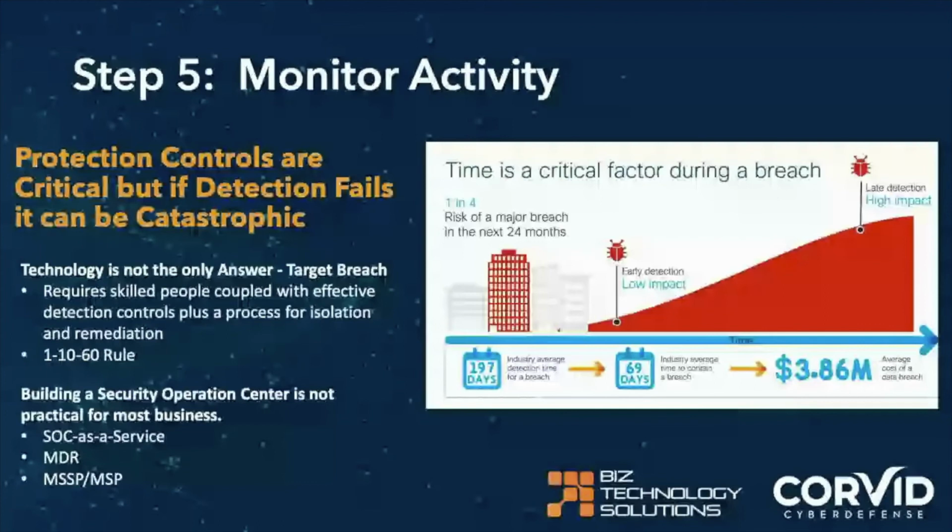So the 1-10-60 rule, what it means, and this is the principle we kind of follow here at Corvid, is 1 minute to detect an intrusion. Then you would be able to investigate fully within 10 minutes, right? And remediate in less than 1 hour. That is a lot faster than the industry average of pretty close to about 200 days before we detect a breach, and then the time that it actually takes to go ahead and contain that breach. So those are my 5 steps.